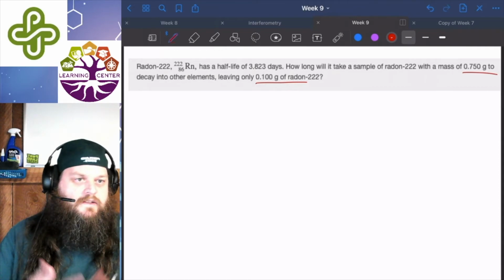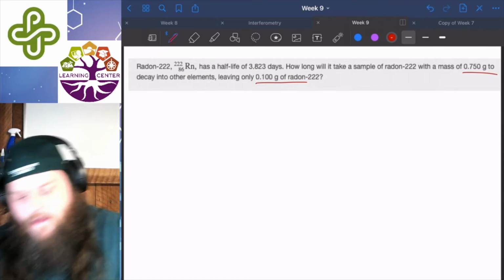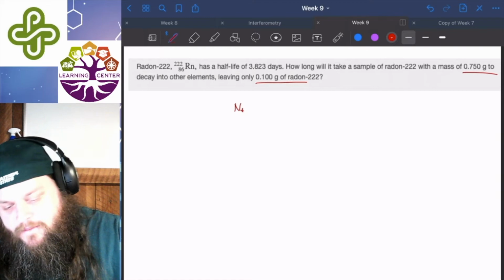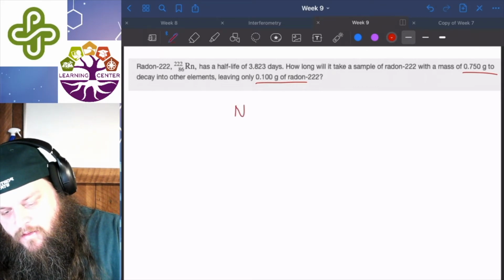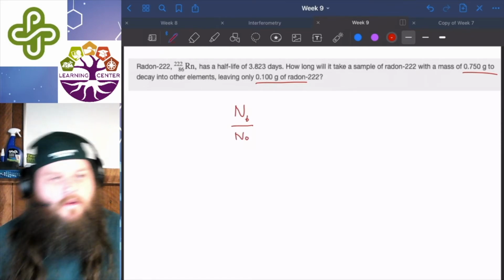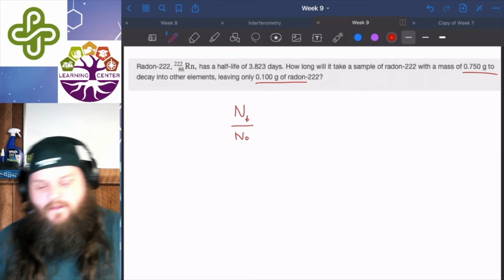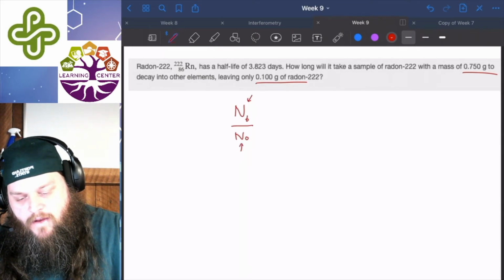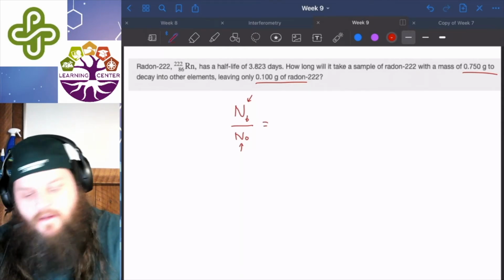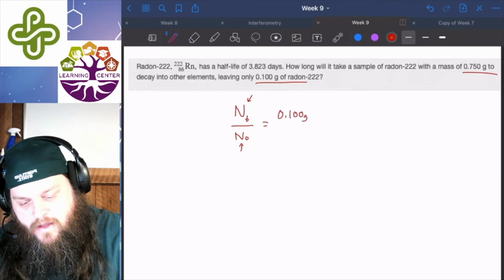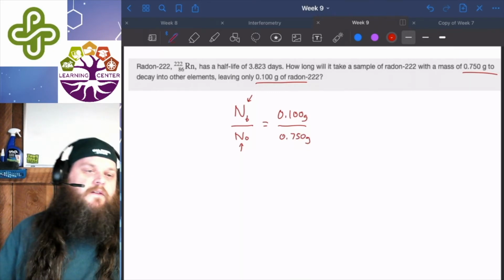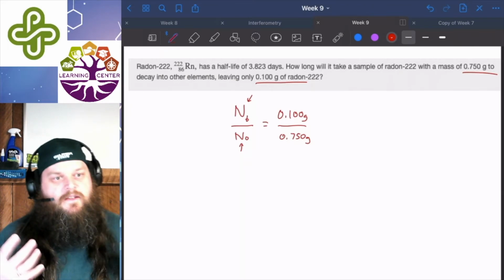Now we can convert these into the number of particles to find N, but we can also look at the idea that the number of particles at any time t, divided by the initial number of particles, is going to equal that fraction of whatever's remaining. So this is the remaining divided by the initial, and this should equal the same ratio in grams. So I can say 0.100 grams divided by 0.750 grams is equal to that same value. We can convert those both into numbers, but that conversion is going to be the same, so the equation is the same.